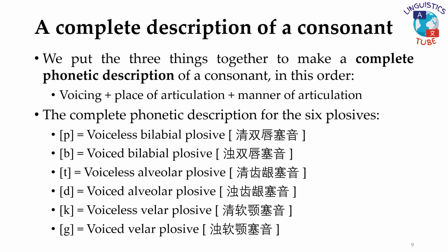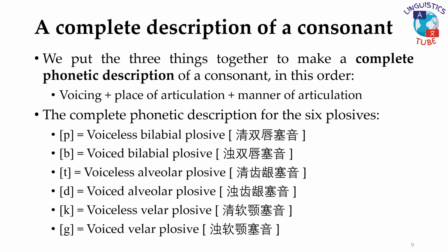P is a voiceless bilabial plosive. B is a voiced bilabial plosive. T is a voiceless alveolar plosive. D is a voiced alveolar plosive. K is a voiceless velar plosive. And G is a voiced velar plosive.